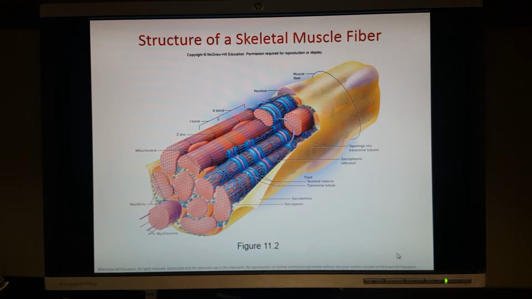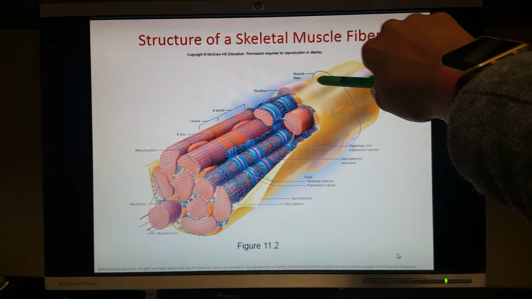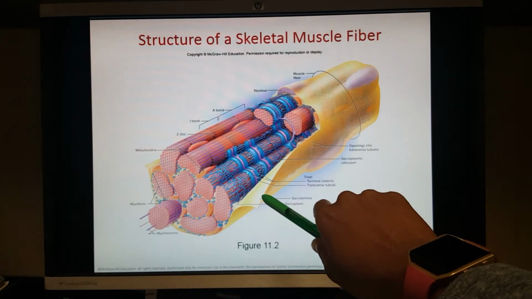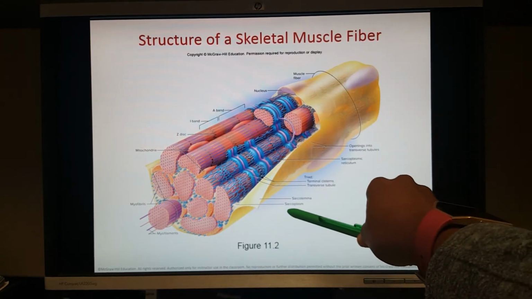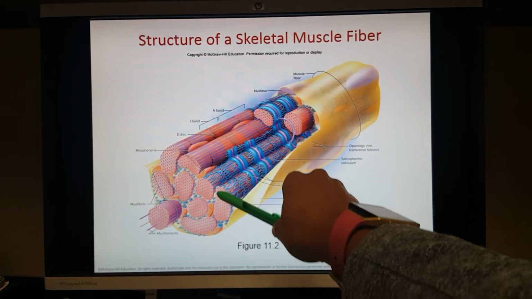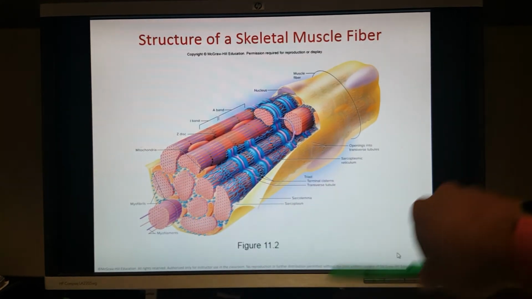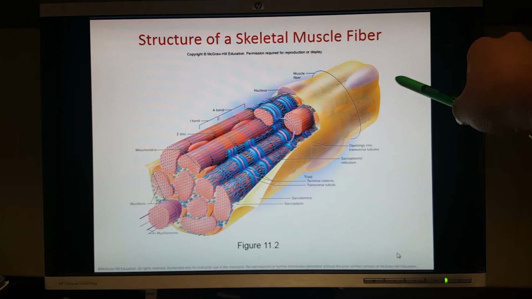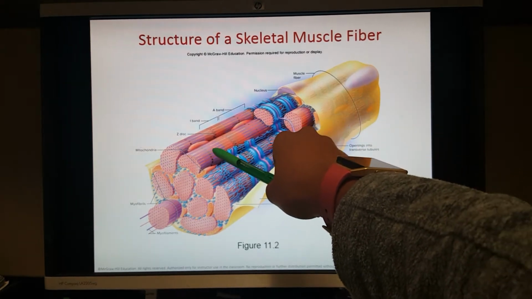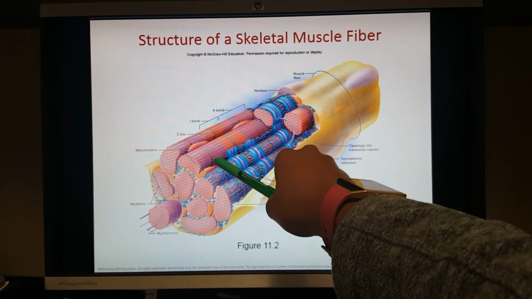Here's a skeletal muscle fiber, again a cute little cartoon version of it, but it still works. On the outside in yellow is your sarcolemma, the plasma membrane of your muscle cell. The cytoplasm of your muscle fiber is your sarcoplasm, shown in the little beige color here. These are important parts for the skeletal muscle to actually function. We have our myofibrils here in the pinkish and red colors.